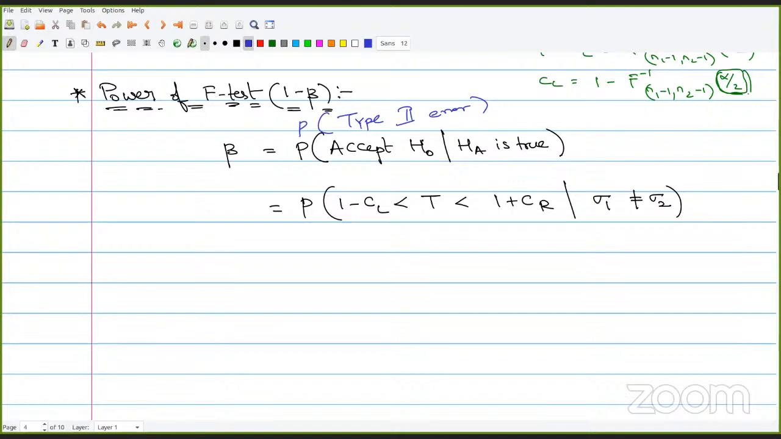Not every time we give you this, but sometimes we ask you this also, so don't forget these things. A type 2 error is actually accepting H0 when HA is true. Correct. So when will I accept H0?